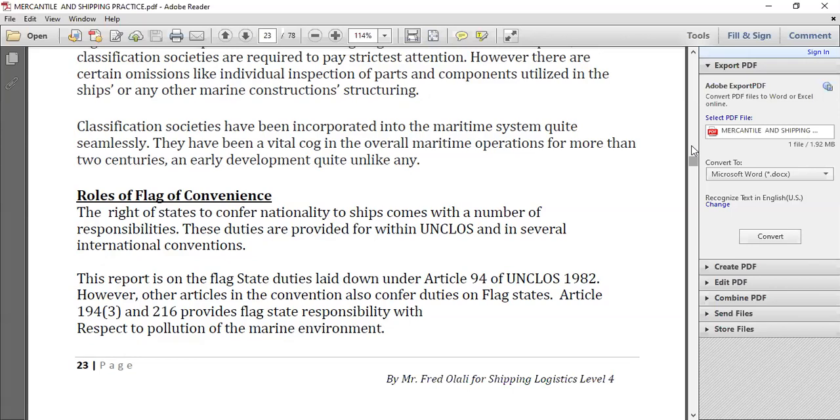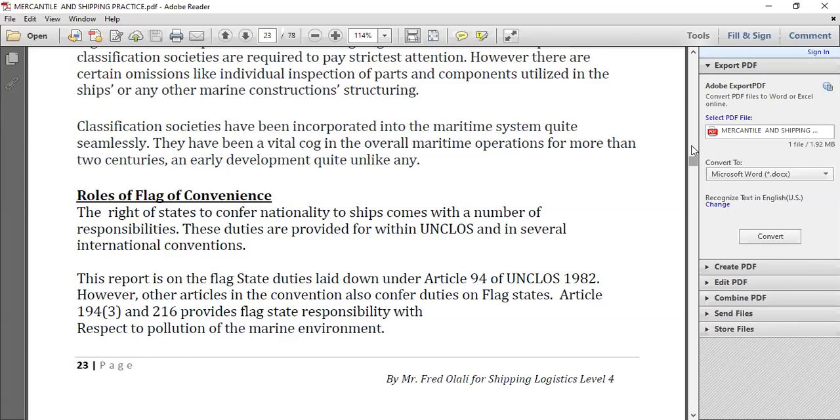Remember, a ship is one of the cheapest assets to own and manage. The only toughest thing in shipping is to buy a ship. But once you purchase a ship, there are very few restrictions when it comes to management of that ship.